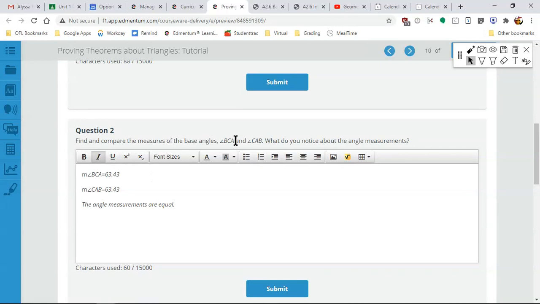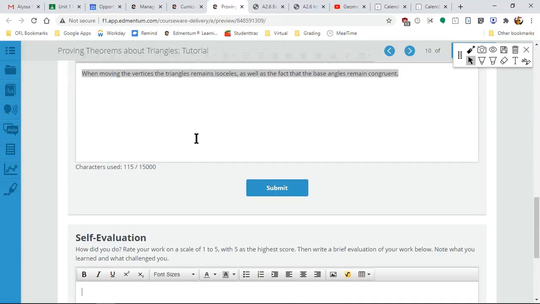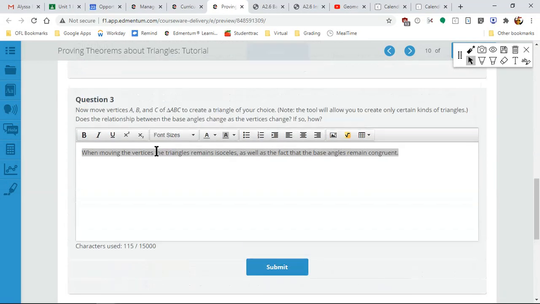Find and compare measurements of base angles. Yeah, I think that's probably going to be the spot where people have the most difficulty, is understanding what a base angle is.